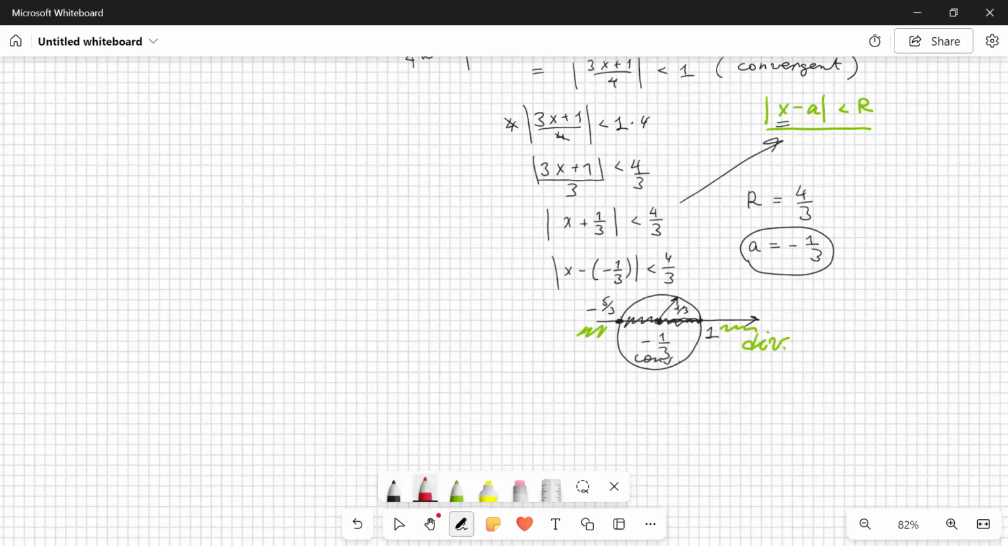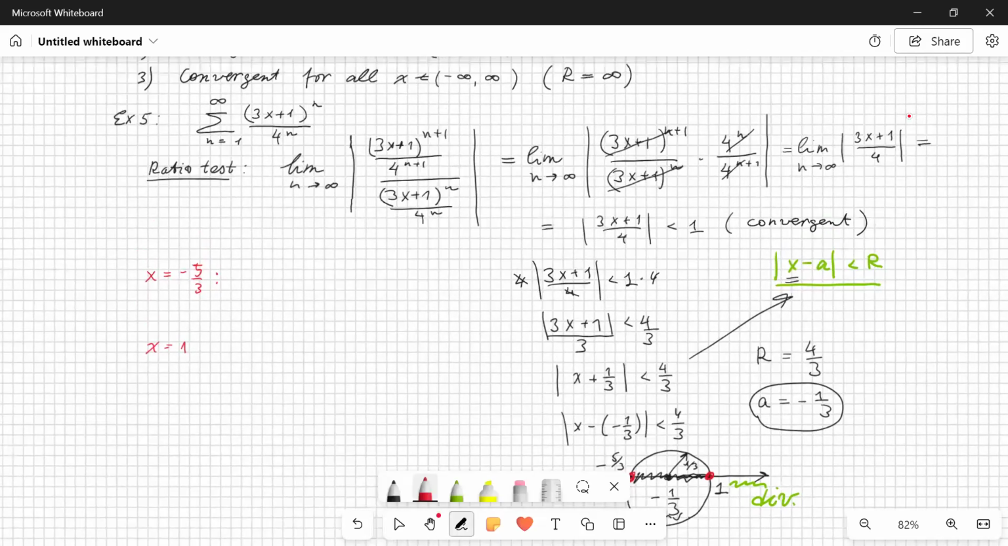And now we need to investigate endpoints. My endpoints are minus 5 over 3 and 1. I'm going to start with minus 5 over 3. Remember, we plug the point right into the series. So the series is going to look like the sum of (3 times minus 5 over 3 plus 1) to the power of n, divided by 4 to the power of n, and n goes from 1 to infinity.